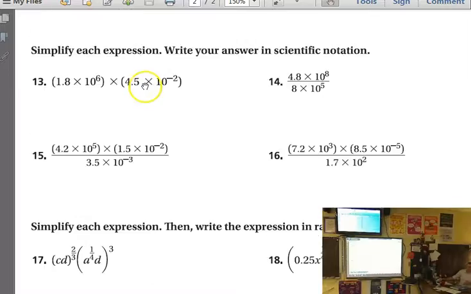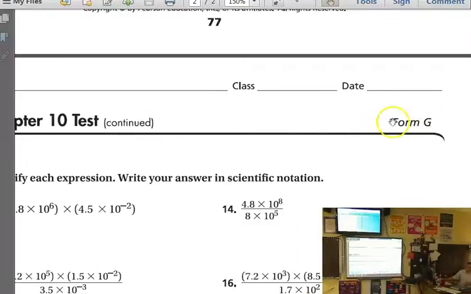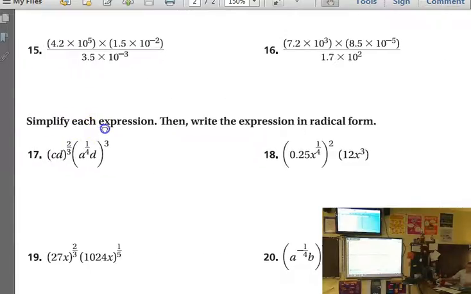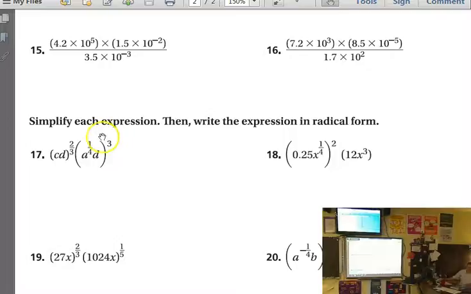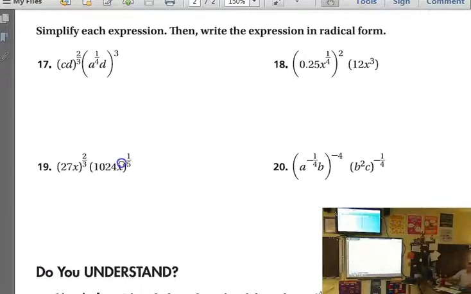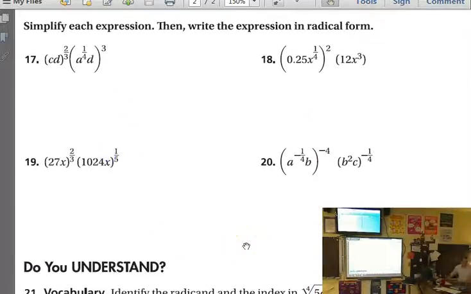On the other form, form K, once I have them back from the copy center, you will find a similar problem. Like if you got one of these wrong, find a simplify each expression problem and do that on the other form. So when I have those back tomorrow, I'll clarify that. But today we're going to go over a few of these together. 17 through 20 were probably the section where people had the most issues, so I figured we would start here.